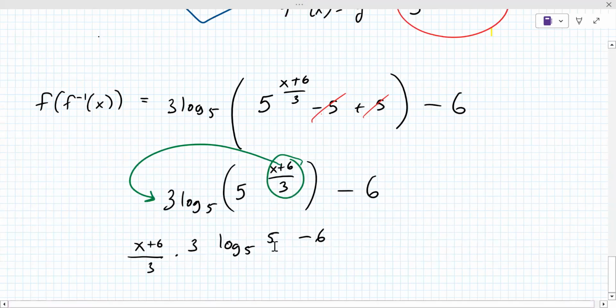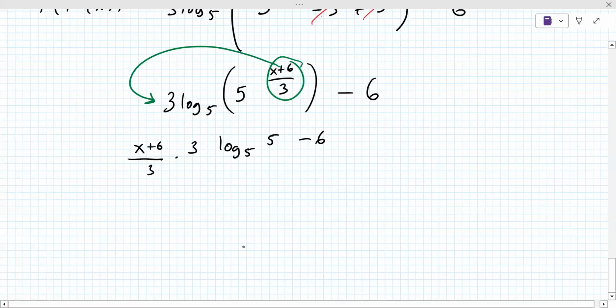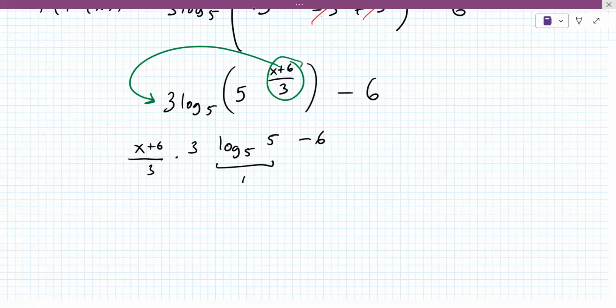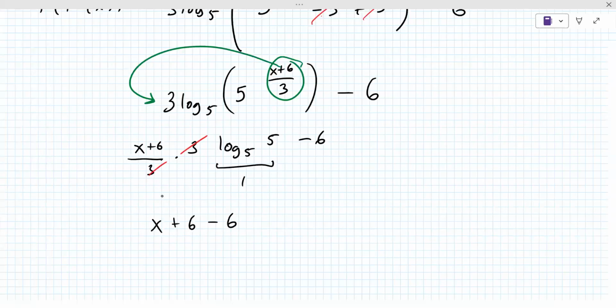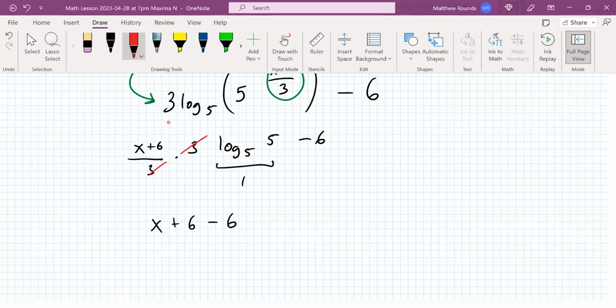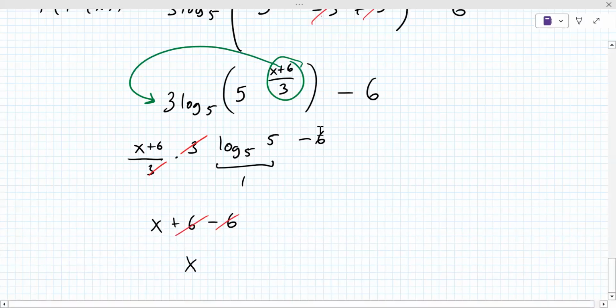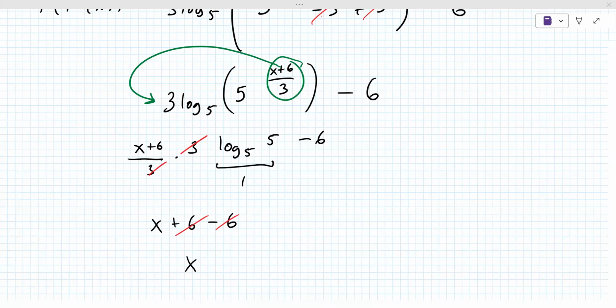From before, what does log base 5 of 5 become? 1. Yep, good. So this is 1. The 3's cancel. And now you're left with x plus 6 minus 6. The 6's cancel, and you're left with just x, which is what you're supposed to be left with. That's what the instructor wanted to see. Okay, that makes sense.